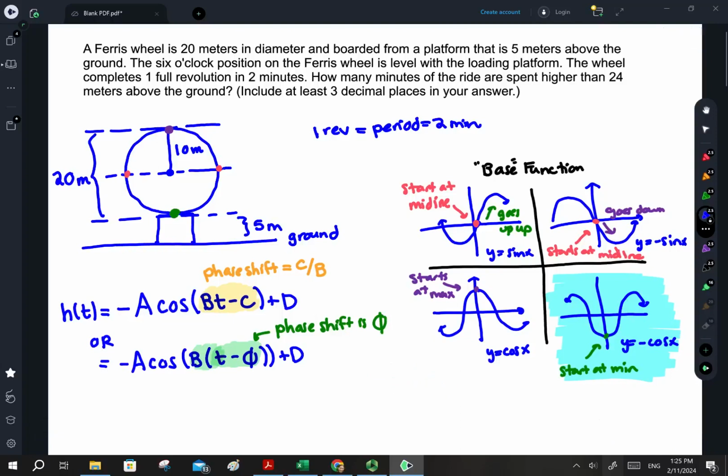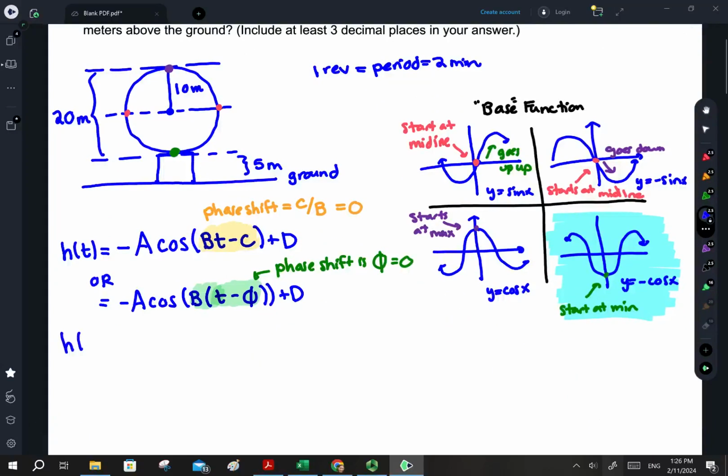That being said, it's not actually important for this problem because in this problem, we don't need a phase shift at all. As our graph of negative cosine shows, we are starting right at the bottom, and that's exactly where the passengers are starting. So there's no need to do any sort of phase shift because it already matches up perfectly on the y-axis for the starting point. So in both of these cases, the phase shift will be 0. So we can say that h of t will be negative a times cosine of bt, close parentheses, plus d.